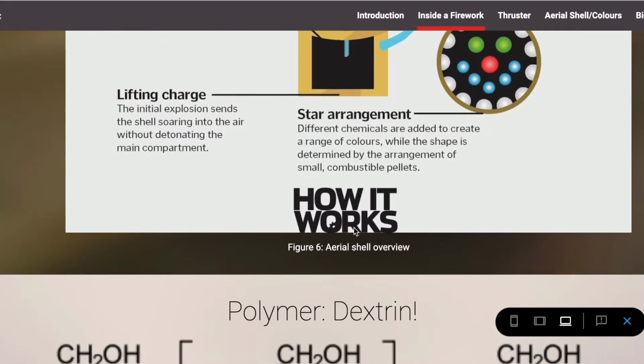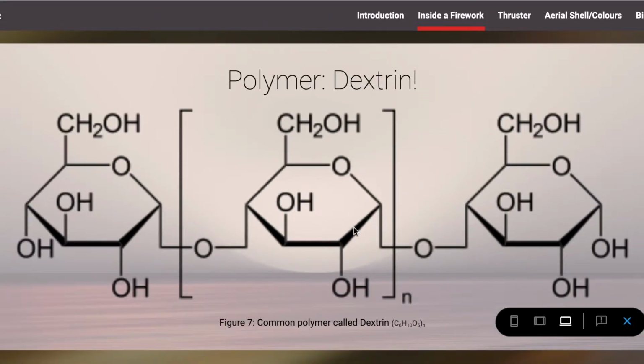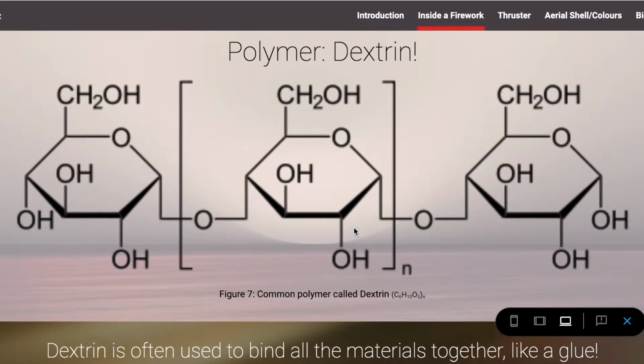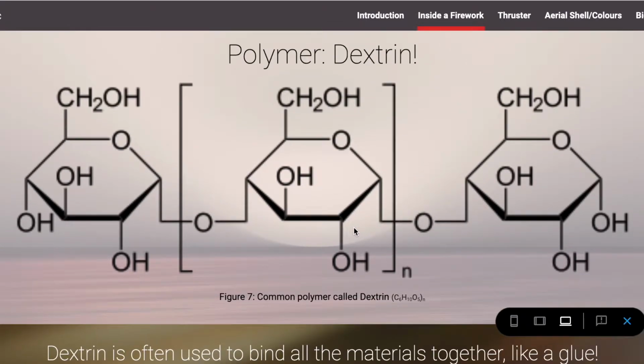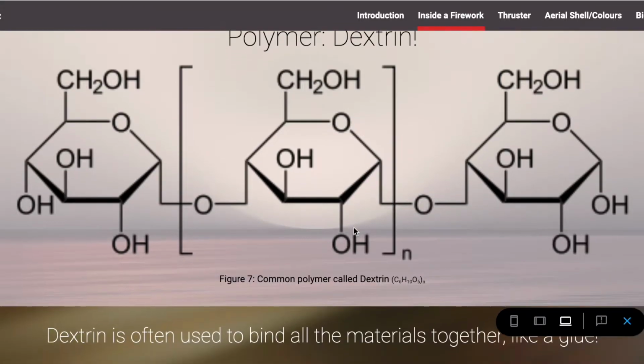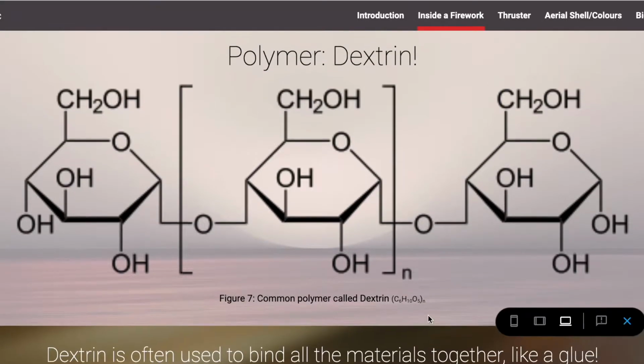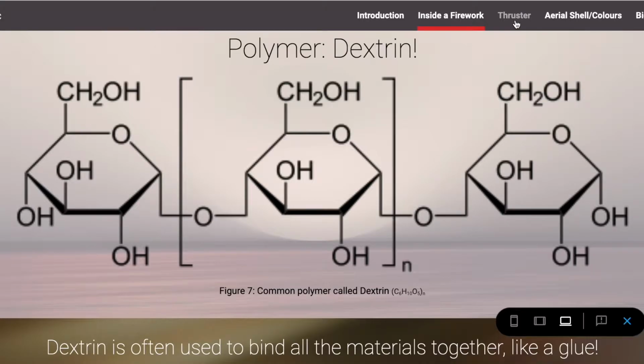A lot of this is held together with the polymer dextrin, which is a product of the hydrolysis of starch, I believe. It's kind of like a glue. They use it like a glue in this situation.